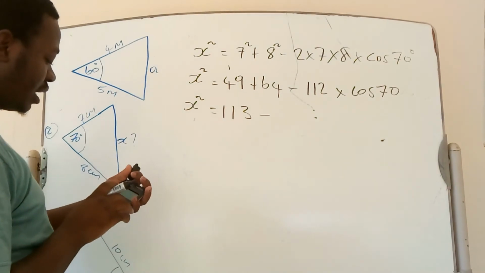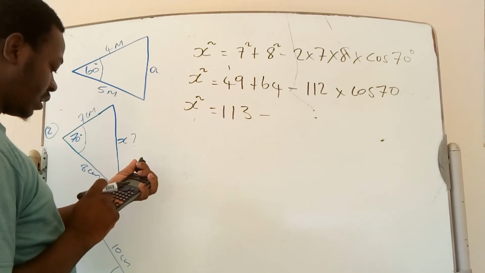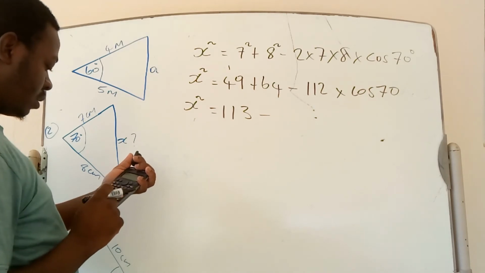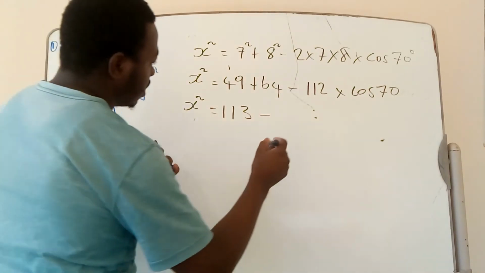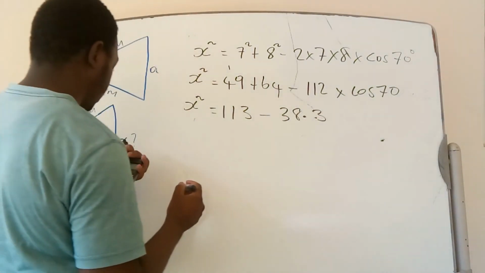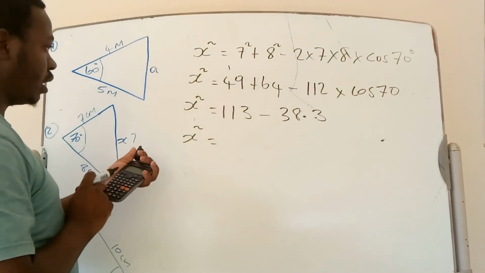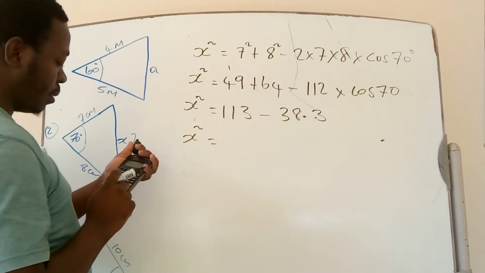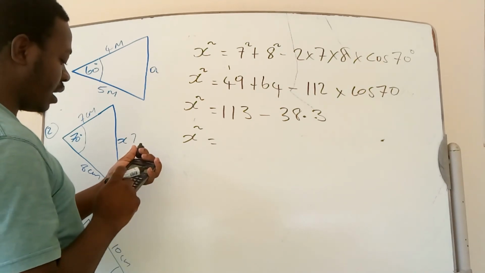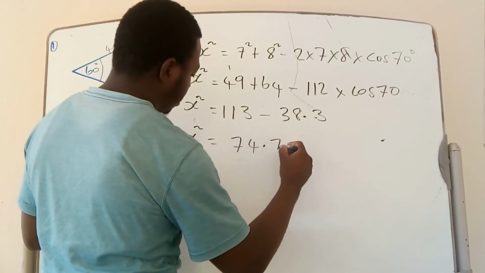But you can put that on your calculator. So that's 112 times cos 70 degrees, and that is equal to approximately 38.3. Now x squared is equal to 113 minus 38.3, and that gives you approximately 74.7.